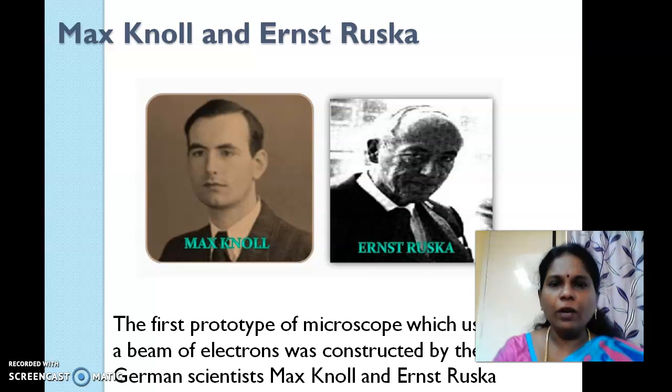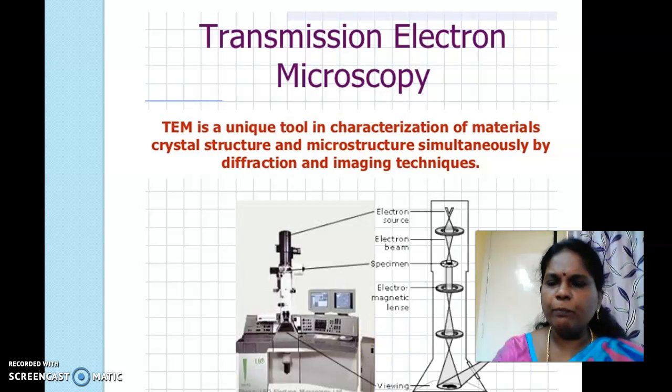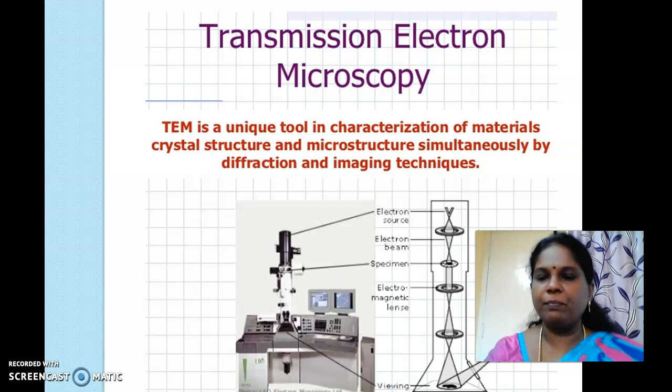Max Knoll and Ernst Ruska are the pioneers who developed the electron microscope in 1931. The transmission electron microscope is an important and unique tool in the characterization of materials, crystal structures and microstructures, simultaneously by diffraction and imaging techniques. That is the main advantage: we can get the image as well as the diffraction pattern.